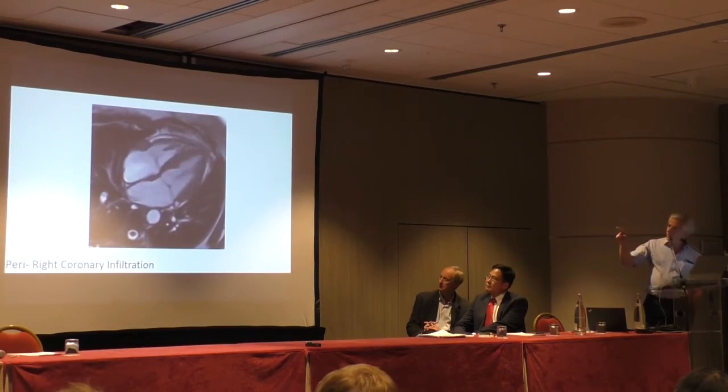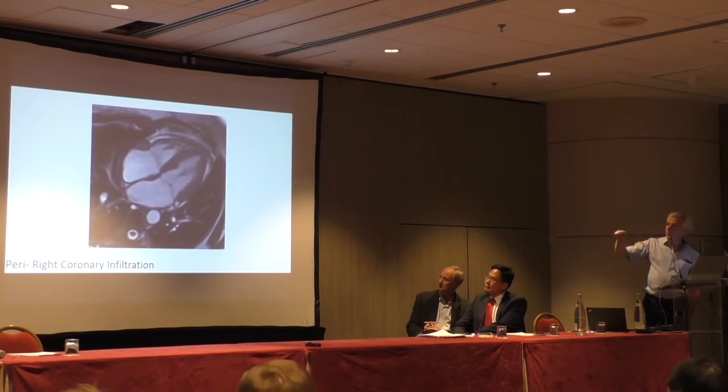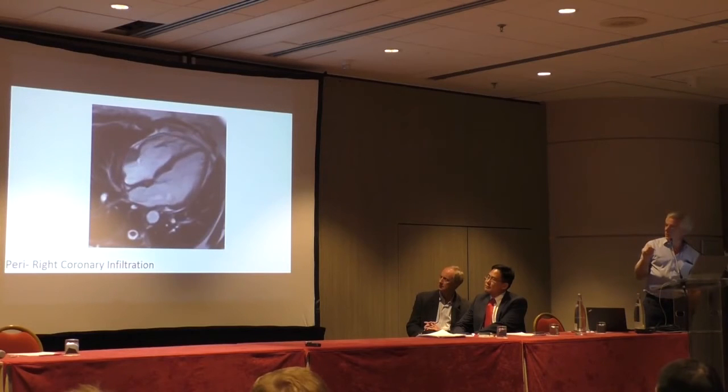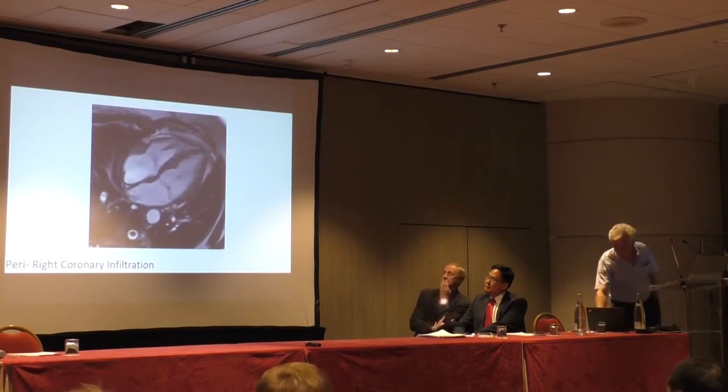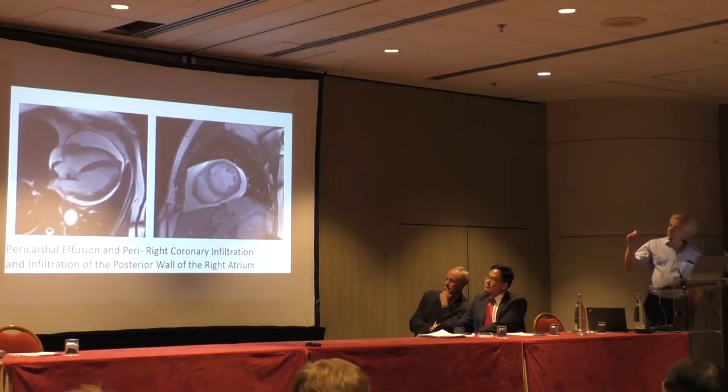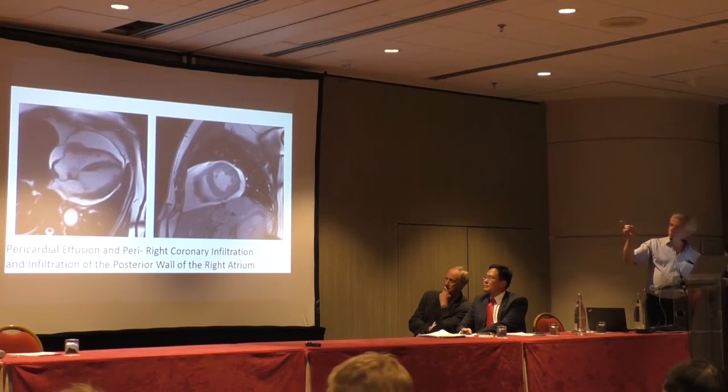And for this patient, you can look at the right coronary artery between the right atrium and the right ventricle, and there is some infiltration around the right coronary artery. It's one of the main lesions in Erdheim-Chester. And for some patients, you can see the infiltration around the right coronary artery. You can see the fluid in the pericardium, and also very marked thickening of the wall of the right atrium.